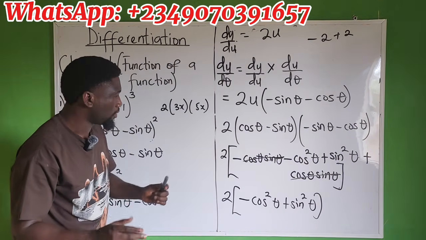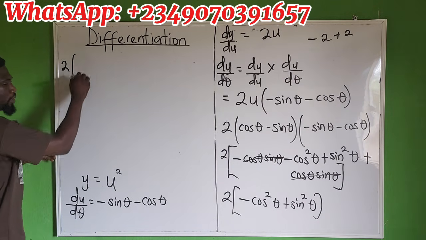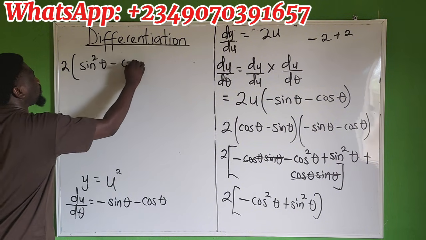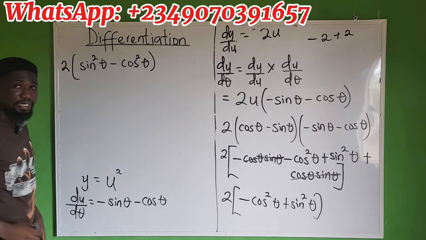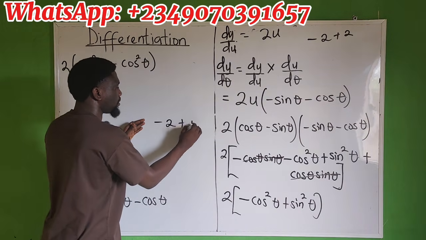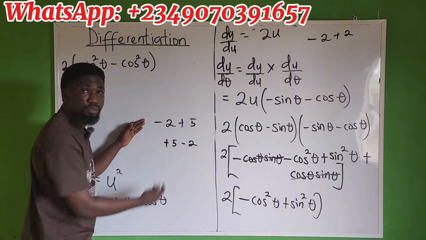Do you get it? Alright. So what's the next thing? I can have this now to be 2 into brackets sine squared theta minus cos squared theta. Right? See, if I have minus 2 plus 5, I can write this to be what? To be plus 5 minus 2.